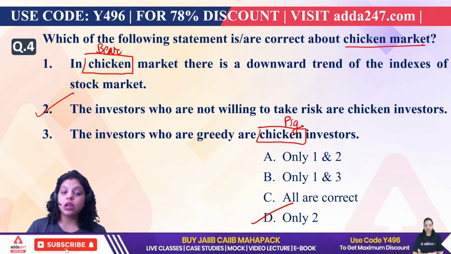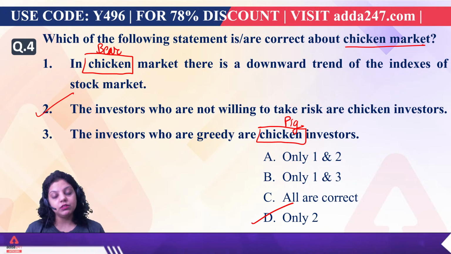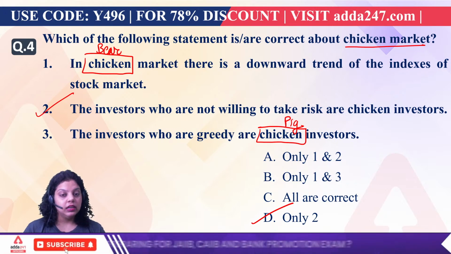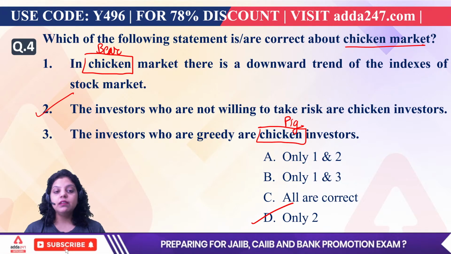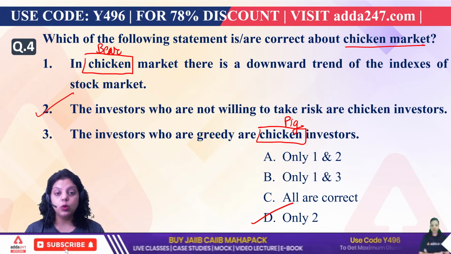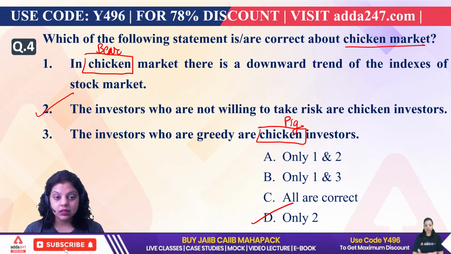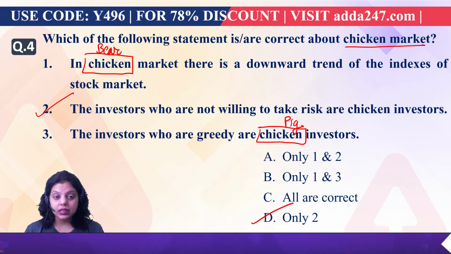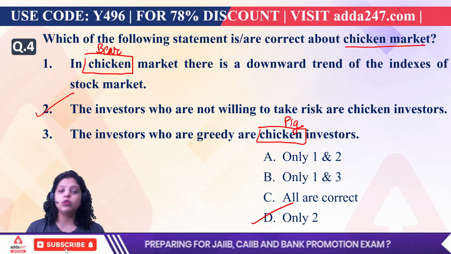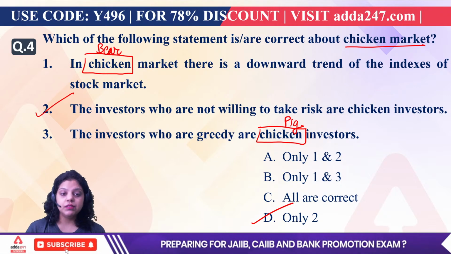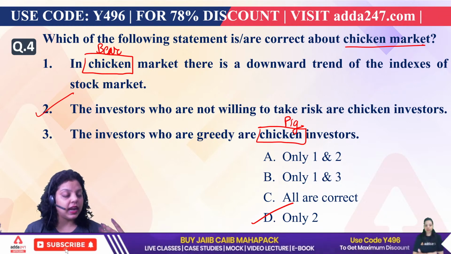Because first is talking about bear, third is talking about pig investor. So right answer will be B option. That is only two. So chicken investors are the types of investor who are not ready to take risk, or who are afraid of losing their money, and they invest a very small amount of money in the market. So right answer will be B. Or sorry, right answer will be D.